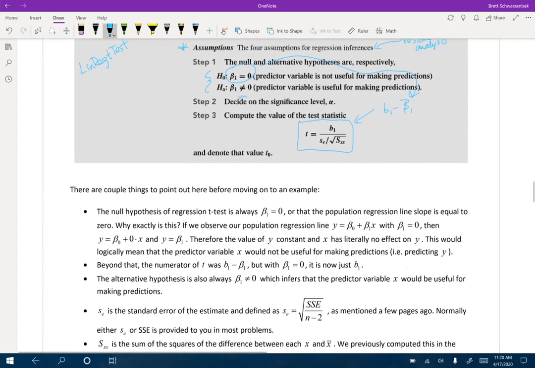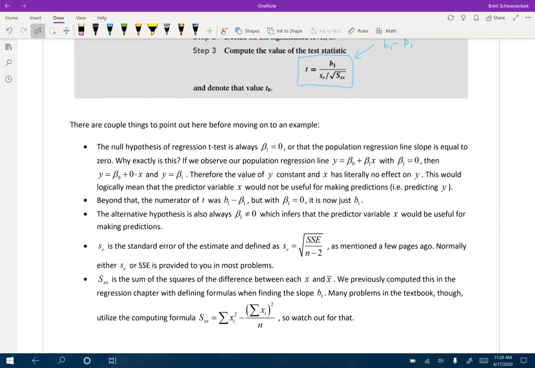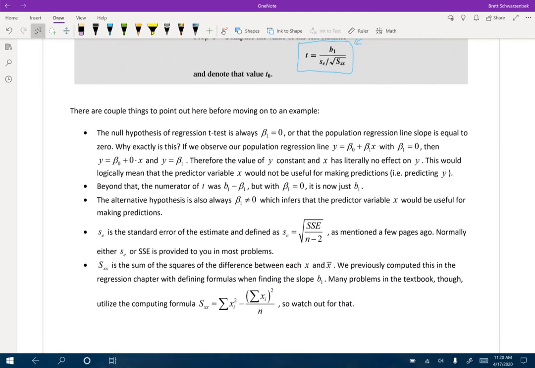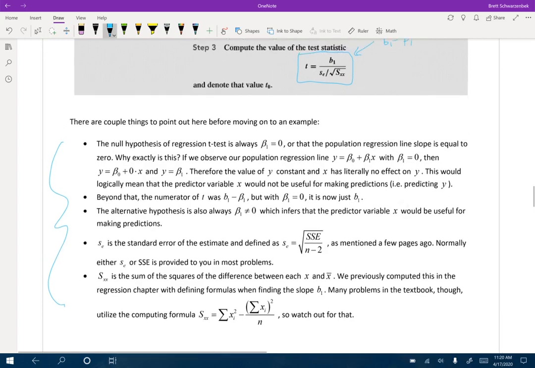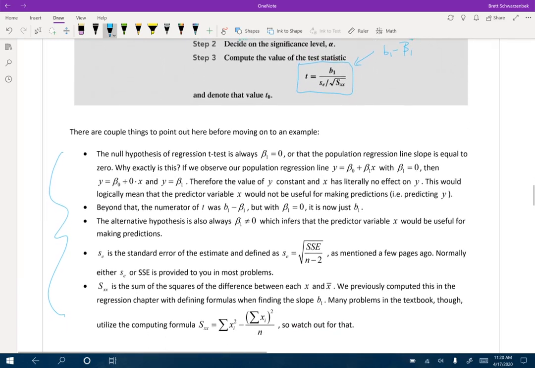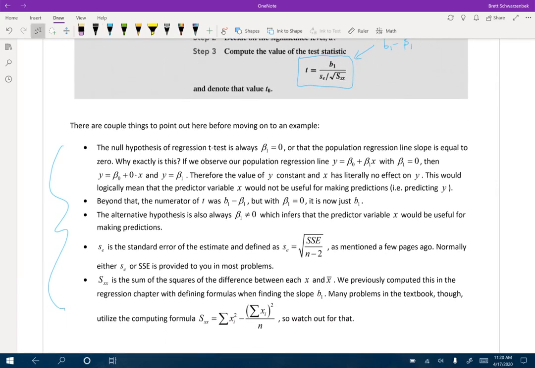So what I did was I went really above and beyond here and printed this out, because I wanted to make sure that you understood the details, since there are new variables and everything. Just to be clear, I'm going to read the first one. We did some of these already. It says the null of the hypothesis test for this regression t-test is beta 1 equals 0, or that the population regression line slope is equal to 0.